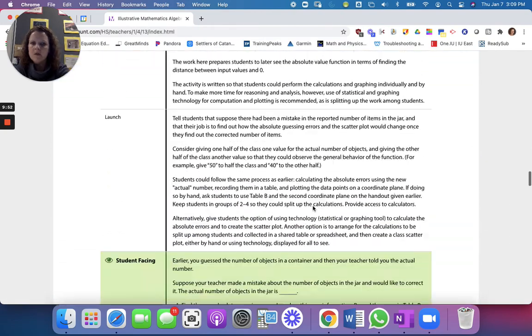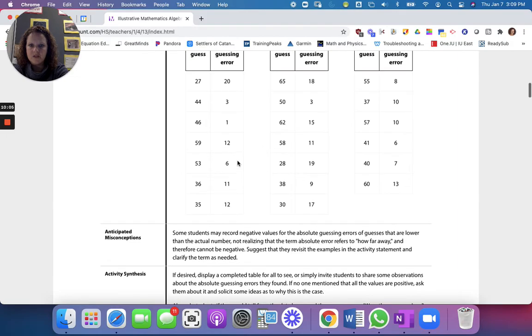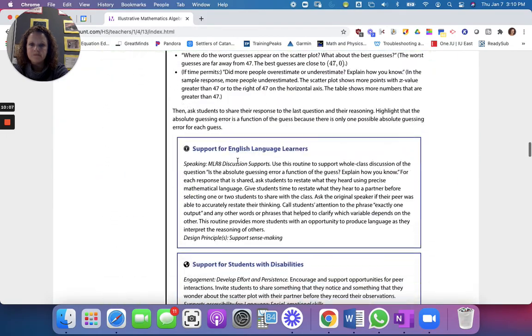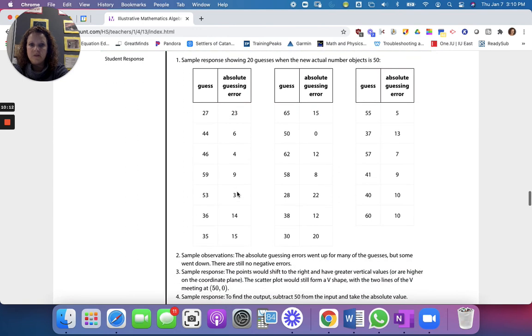All right, so the actual was 50. So our absolute guessing error, this one went up by 3. This one increased by 3, increased by 6. If you look at the original, which is right here. Yep. Sorry, where were we? Here we increase, this is a plus 3, plus 3, plus 3.